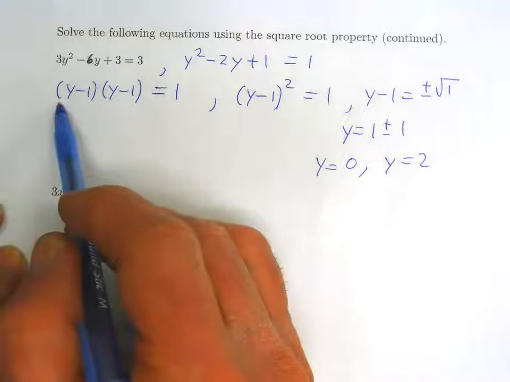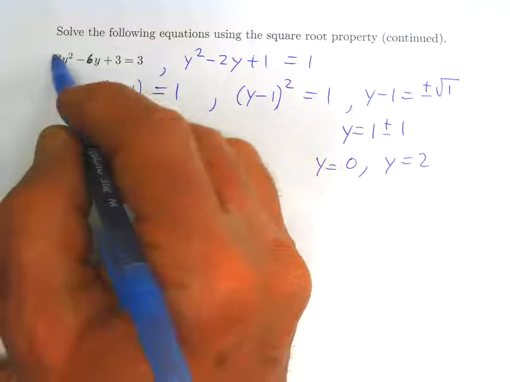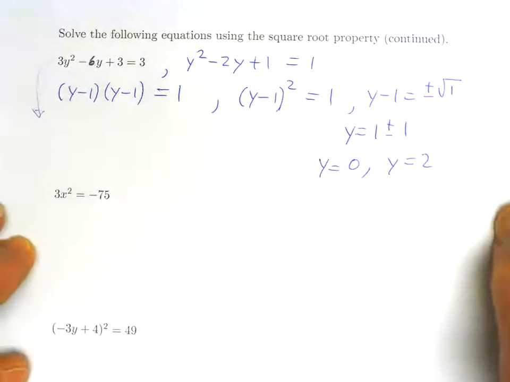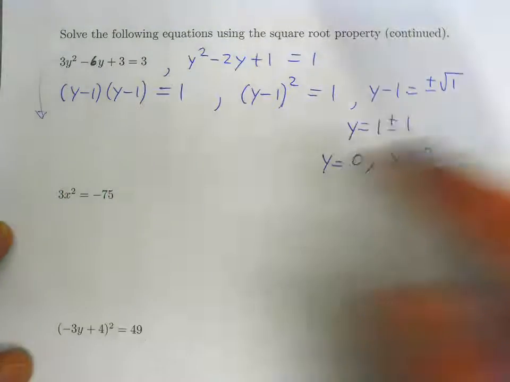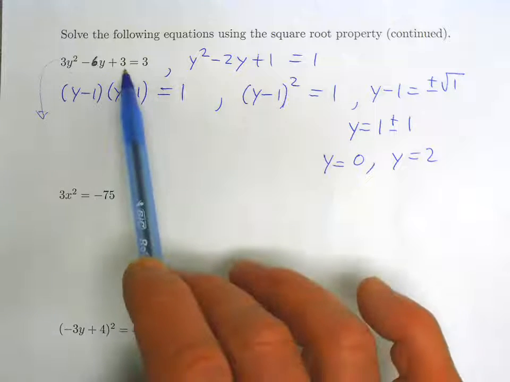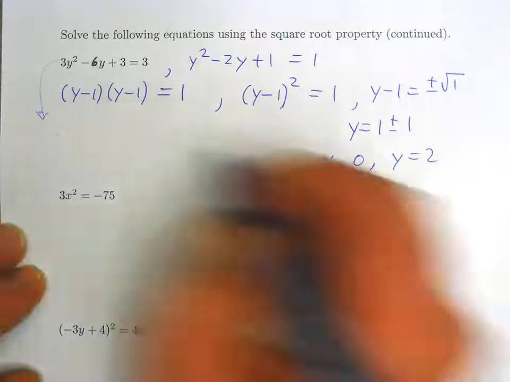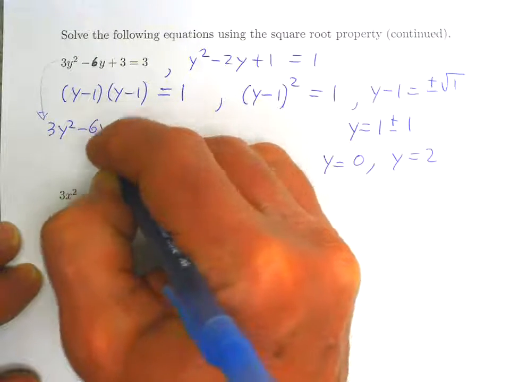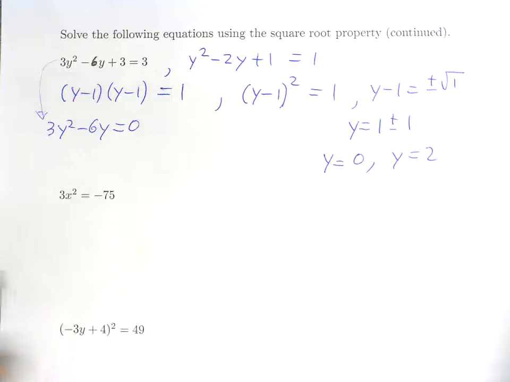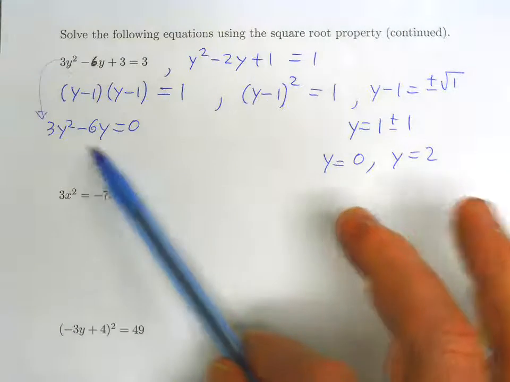Okay, so I mentioned that we'll do something that we already know about on how to solve this. So if we start with the original equation, we can start by subtracting 3 from both sides and write it as 3y squared minus 6y equals 0. And then we can solve by factoring.